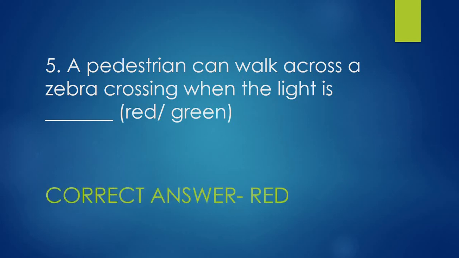Correct answer is red. Yes, let me explain. The red light is for the vehicles to stop and for the pedestrians to walk. So when the vehicles stop, the pedestrians walk across the zebra crossing, right? So the red light is to indicate stop for the vehicles, not for the pedestrians.